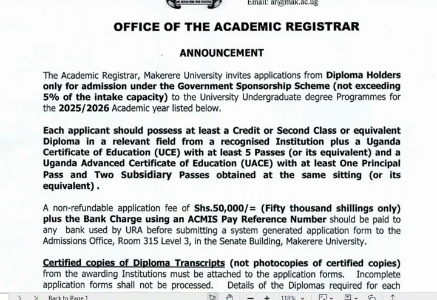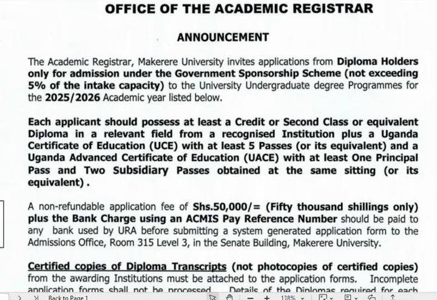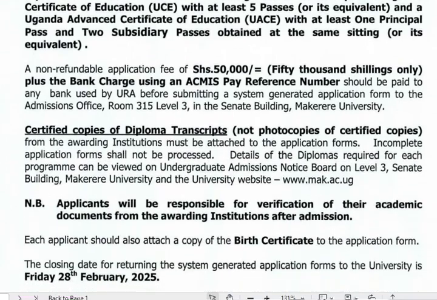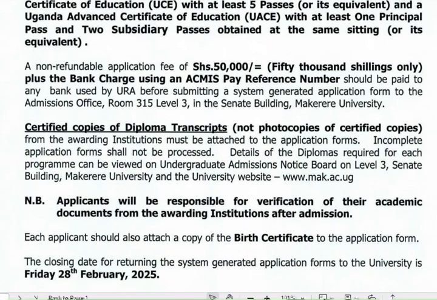So you're supposed to pay a non-refundable fee of 50,000 Uganda shillings plus a bank charge using the ACMIS reference number, the one you generate from the system, to be paid to any bank used by URA before submitting a system-generated application form to the admissions office. After that, you're supposed to submit physically at the Senate Building, level 3, room 315, and you're supposed to have certified copies of your diploma transcripts. You don't need photocopies, but you need the real certified copies.